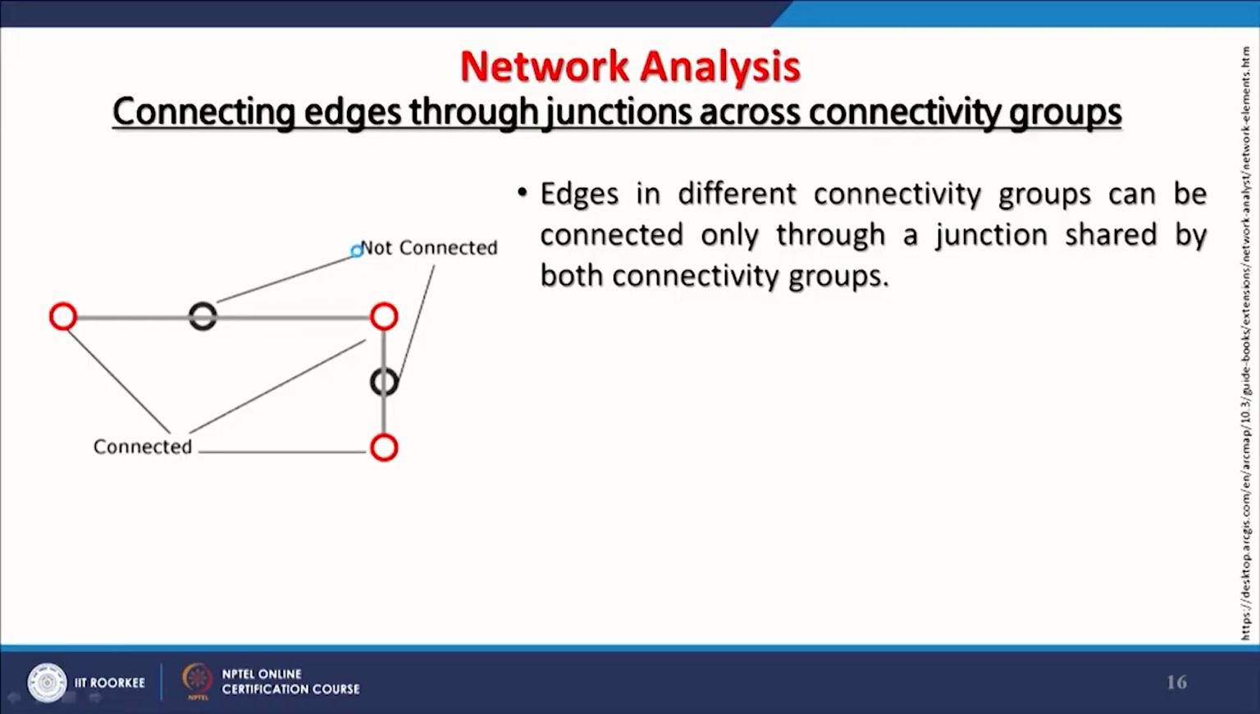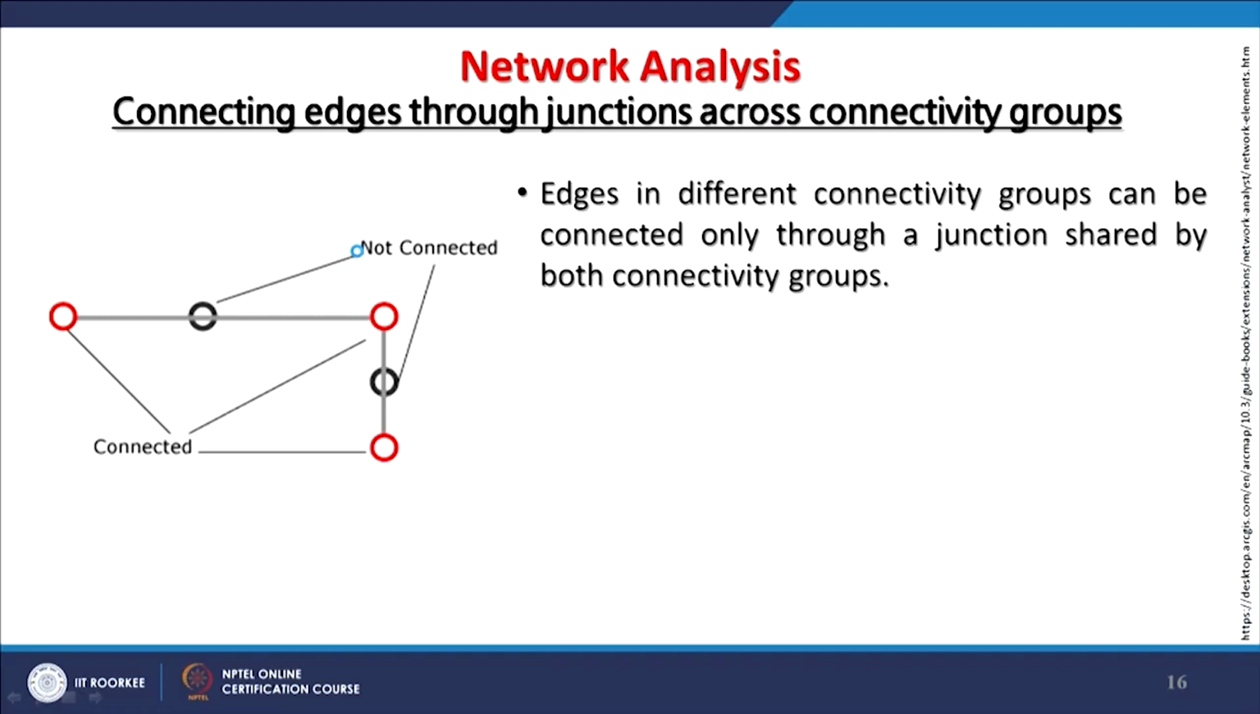And therefore, among other GIS databases, the network database, when we discuss in detail what exactly a network database is and its advantages or disadvantages, is the most complex database to generate. But once an accurate network database has been generated, then one can really exploit it extensively and can have a lot of applications on it. Further on the same discussion, edges in different connectivity groups can be connected only through a junction shared by both connectivity groups.